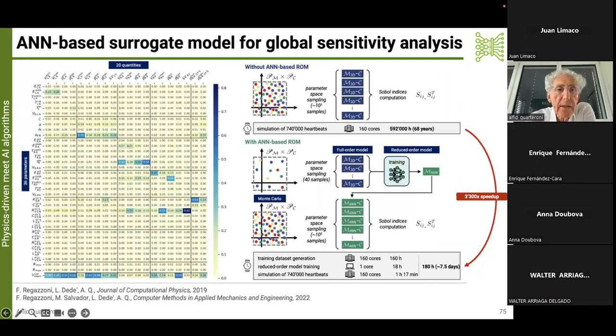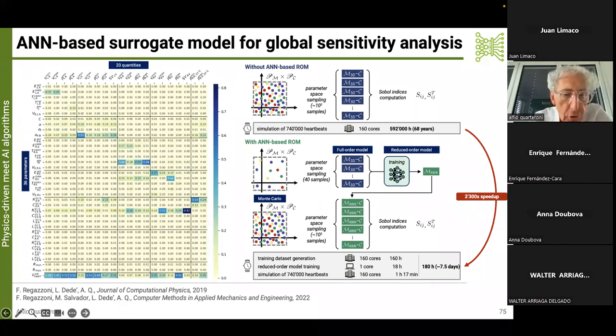We use artificial neural network for a global sensitivity analysis. If you look at this picture on the left-hand side, this is a matrix where you see on the rows these 36 parameters that characterize our model. And on the columns, you see 20 quantities, which are the output quantities that are relevant for doctors, like, as you see, the minimal volume of the left atrium, the maximum volume of the left atrium, the minimum pressure in the left atrium, the maximum pressure in the left atrium, and so on and so forth.